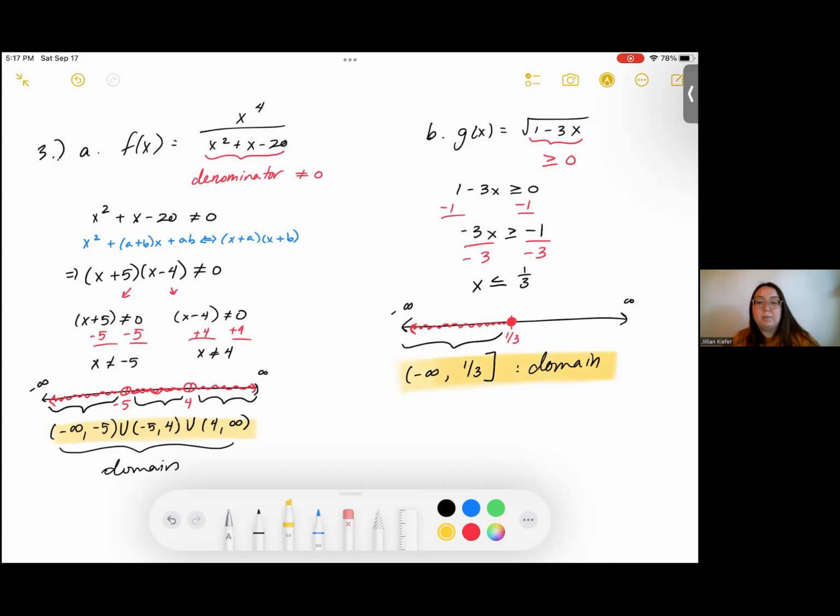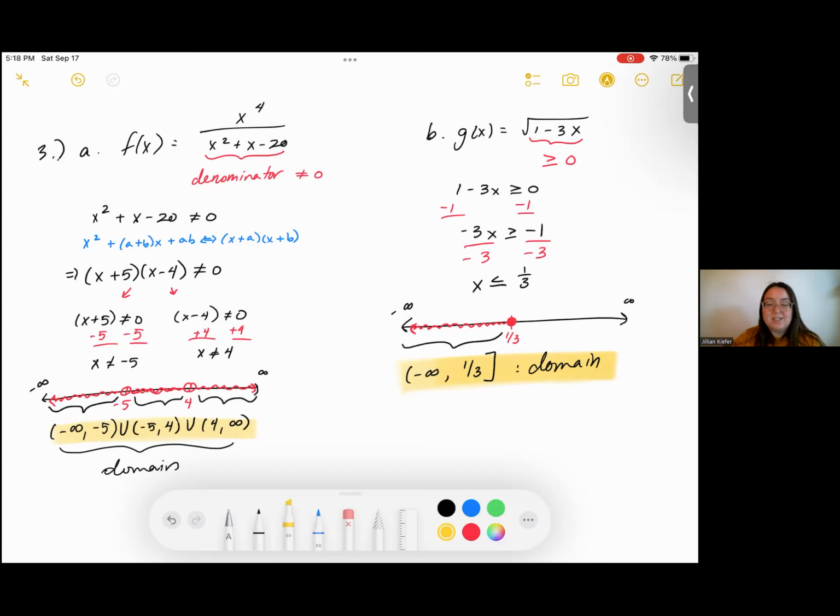So when given the problem, g of x is equal to the square root of 1 minus 3x, and you need to say what the domain is, the domain would be negative infinity to 1/3, including 1/3, so with the bracket. That is its domain written in interval notation. So, all right, that wraps up problem 3 with domains, the 2 types of things that can really mess up your domain. Those are the 2 types. Those are going to be the ones that you're going to see most often and potentially on the exam.